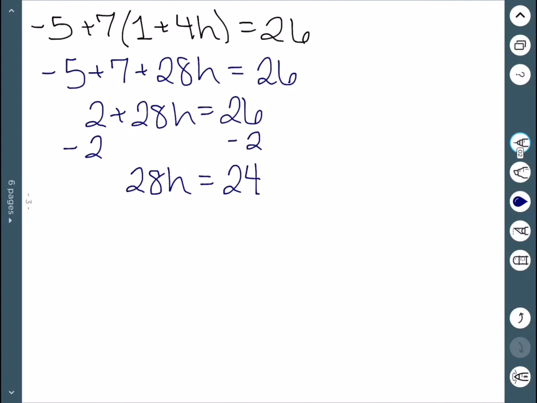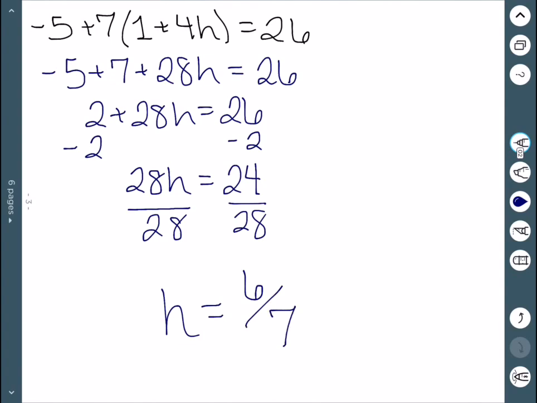We then need to get rid of this number in front of h, so we'll divide both sides by 28. This is h is equal to, and 24 over 28 is a fraction that can be simplified. In particular, 24 and 28 have a 4 in common. And once we reduce that fraction, we get 6 over 7.